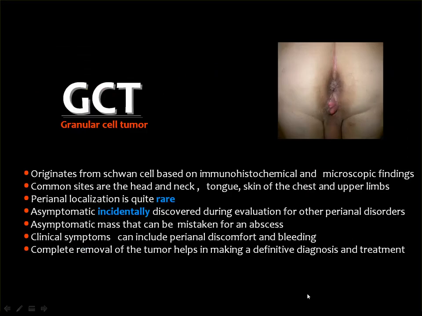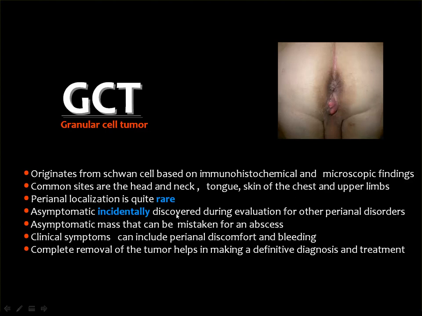Then we come to the granular cell tumor, and this tumor belongs to the neurogenic tumors arising in this area, and it originates from the Schwann cells based on immunohistochemical assessment. This granular cell tumor is common in the head and the neck, and in the skin of the chest and upper limbs.